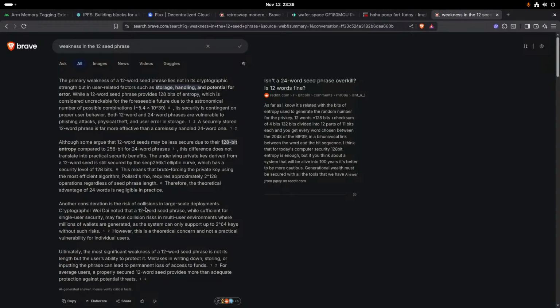Ultimately, the most significant weakness of a 12-word seed phrase is not its length, but the user's ability to protect it: mistakes in writing it down, storing, etc. So it's not an issue of the chip generating this. The real issue is always going to be user error. 128 bits is still, in 2025, very secure, but when you go onto a website, obviously it's like, we use military grade 256-bit entropy.